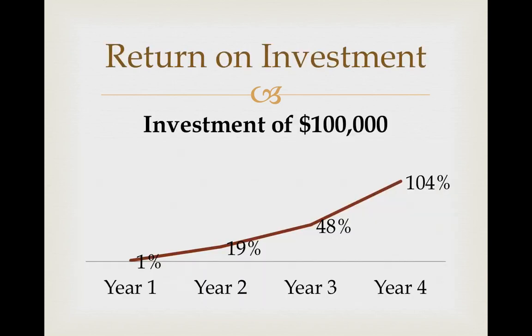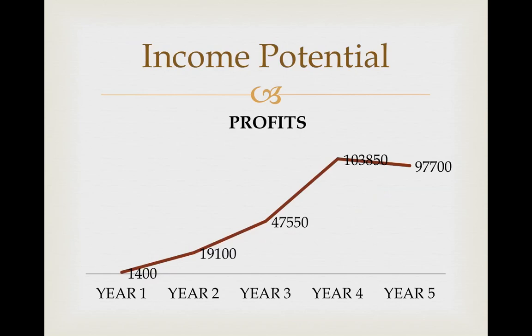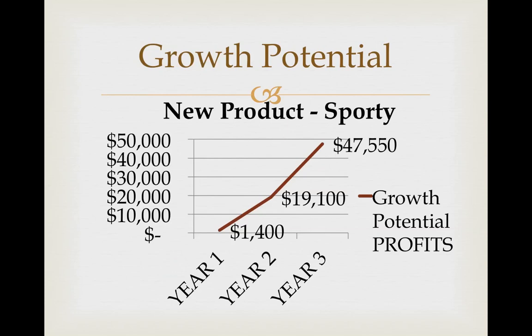Return on investment: there was an increase from year 1 to year 4 of 104%. Income potential: year 1, $1,400, and an increase in year 4 of $103,850, but a decline in year 5. Our growth potential was in year 1 with a high increase in year 3 of $47,550.